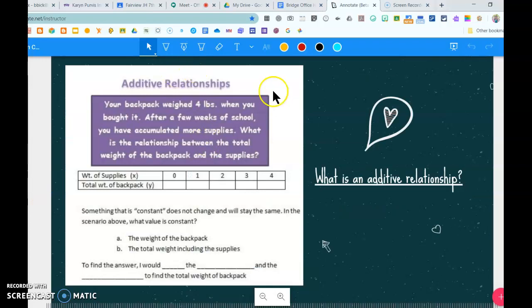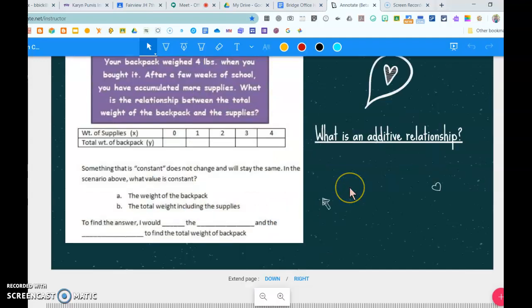All right, an additive relationship you used a lot in 6th grade. It's where the x is going up by the same amount each time. It's not related to the x value, or they don't directly coordinate. So every time you could add 4 pounds, because the backpack starts out weighing 4 pounds and then you add a constant amount to it each time. That is not a proportional relationship.